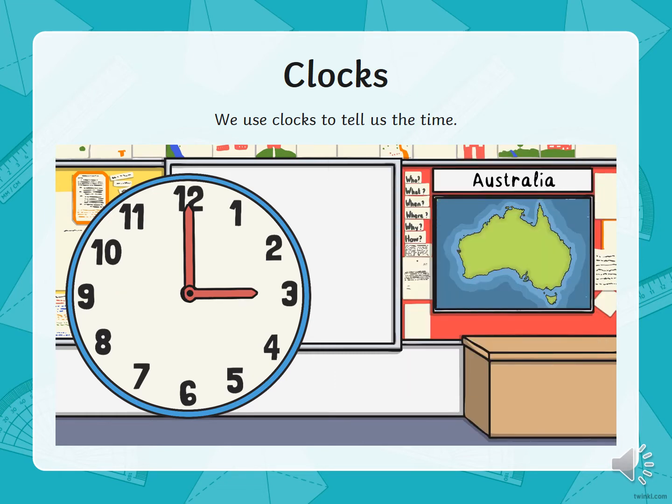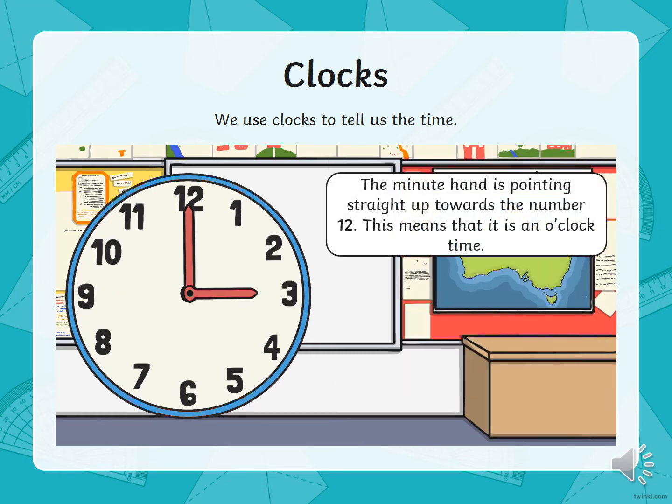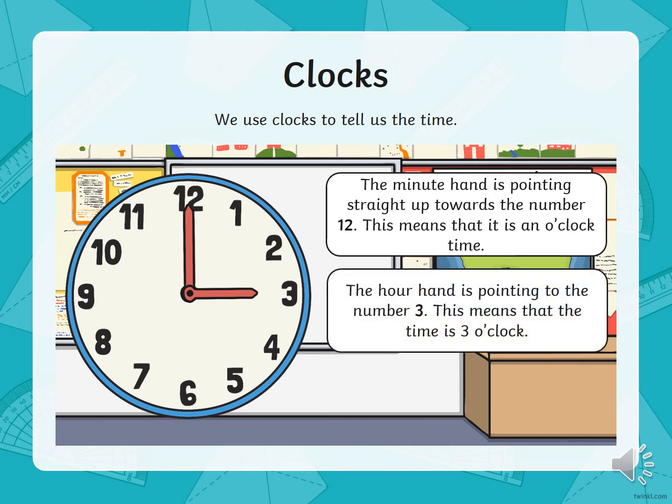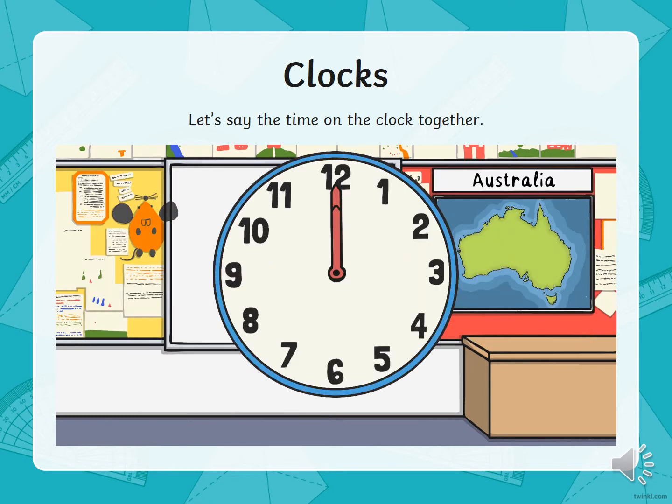We use clocks to help us tell the time. The minute hand is pointing straight up towards the number 12. This means it is an o'clock time. The hour hand is pointing at the number 3. This means it is 3 o'clock. Let's say the time on the clock together.